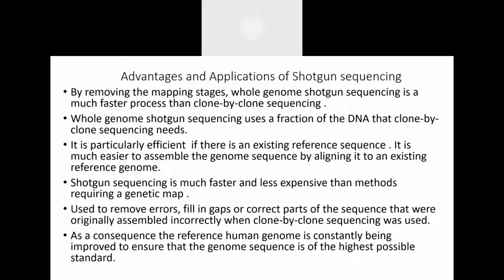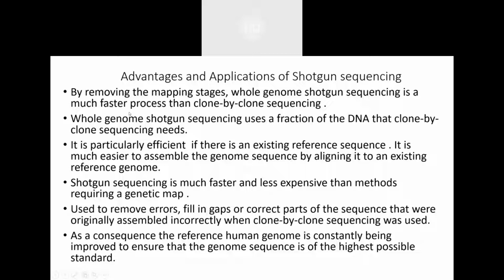So, making a map first and again breaking it down and again sequencing, the entire process would have taken a much longer time. So if we remove the mapping stage and directly go for fragmenting and then sequencing them and then assembling them, that will be much easier. So whole genome shotgun sequencing is much faster than clone by clone sequencing.